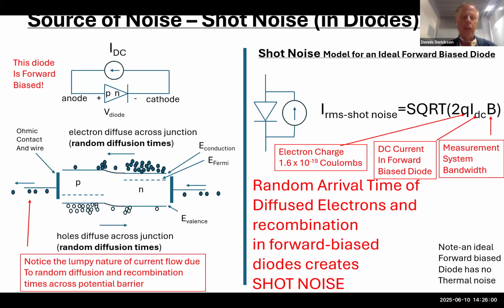It's always associated with electrons or holes going over a potential barrier. And right here, this is a potential barrier, the small little rise in level.